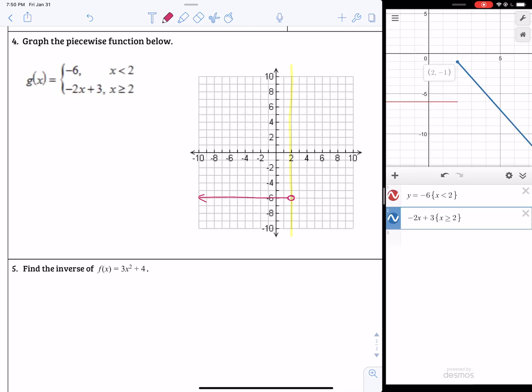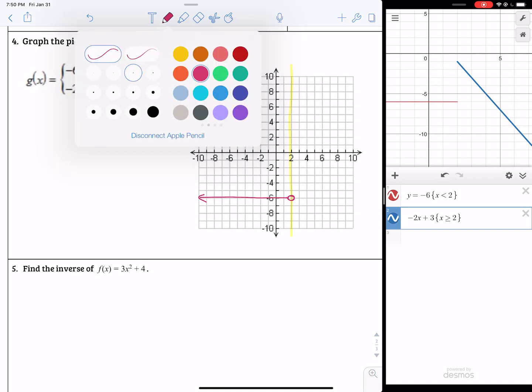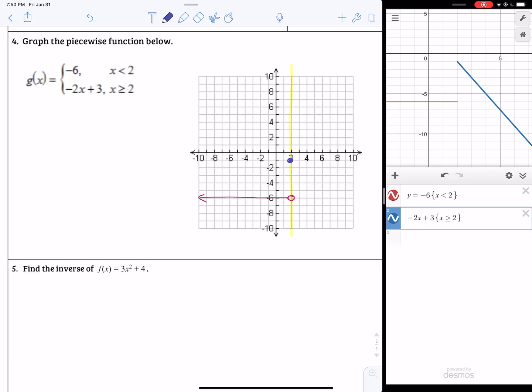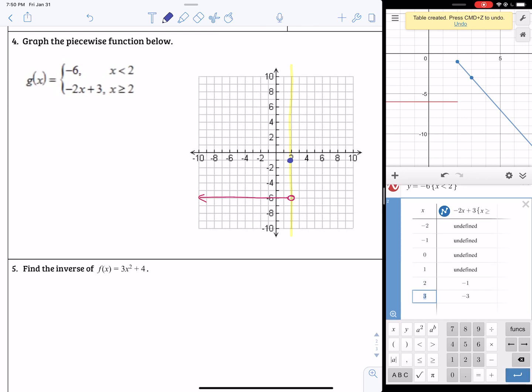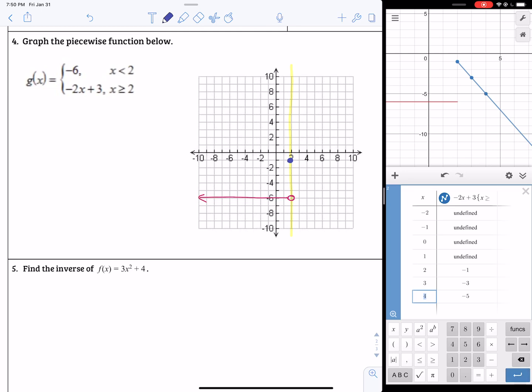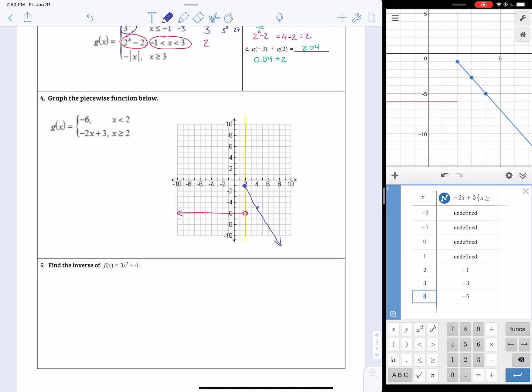Now let's check this one out. So this one has a solid dot at 2, negative 1. Let me go to 2, negative 1. And then we just need another good point to graph. So you could easily pick out the table if that helps. Let's see, there's 2, negative 1, 3, negative 3, lots of good points. Let me do another one. 4, negative 5. I like that one. 4, negative 5. And then just sketch a line. And that is it. That's all you have to do for that one.